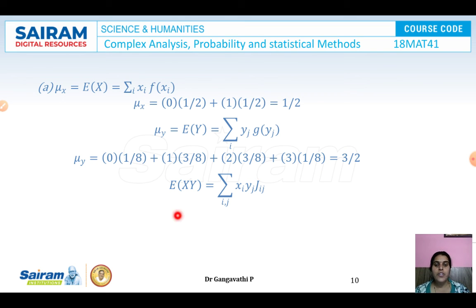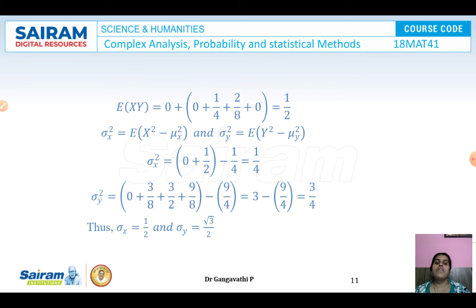And expectation of xy is summation over ij, xi, yj into j, ij. So expectation of xy with the suitable values, i takes the value 1 and 2, j takes the value 1, 2, 3 and 4. So with all that, when we substitute the values and simplify, we get this as half. And we need to evaluate sigma x and sigma y. So it can be done by evaluating sigma x square and sigma y square first, and later we can get the value of sigma x and sigma y.